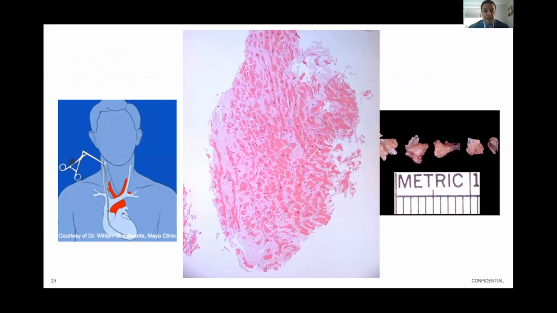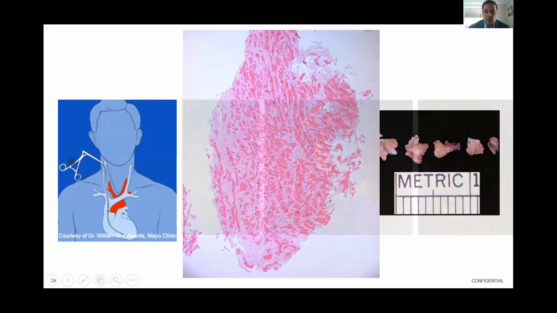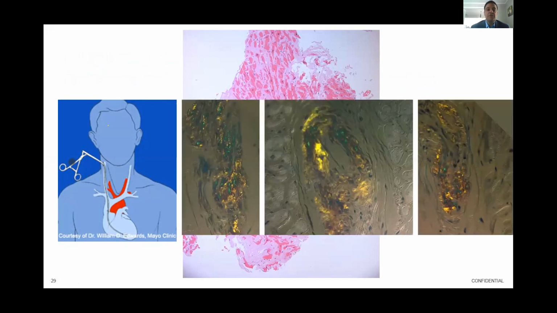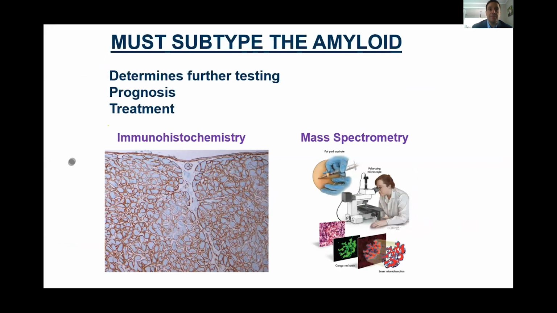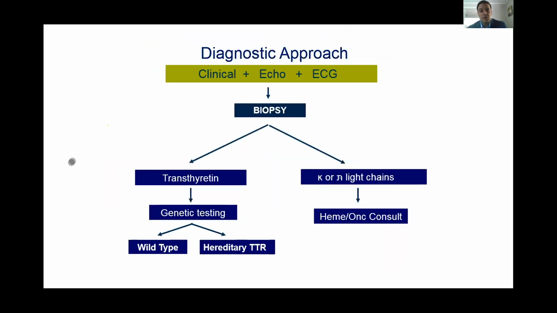When you do get the specimen, the H&E stain shows this pink amyloid material around the normal red myocytes. When you stain it with Congo red, you confirm it's amyloid, but then it's exquisitely important to subtype it as ATTR, AL, or another type using either immunohistochemistry, or the gold standard, mass spec, because that's going to determine your further testing, prognosis, and treatment. In the old way, we would do the biopsy, and if it was TTR, you do genetic testing and then determine if it's wild-type or hereditary.